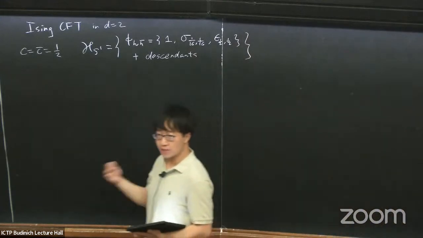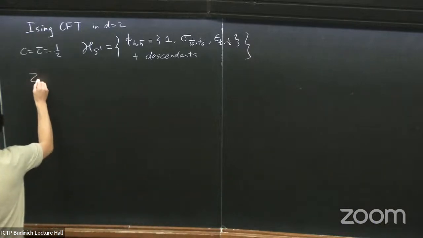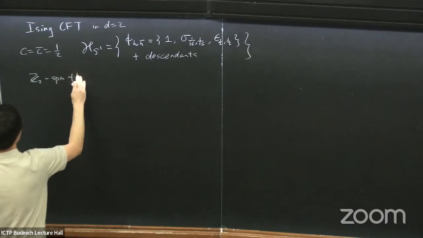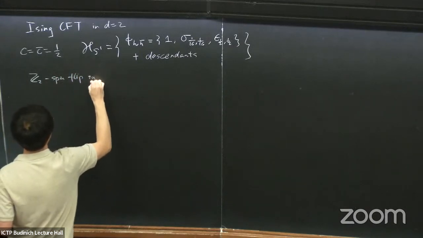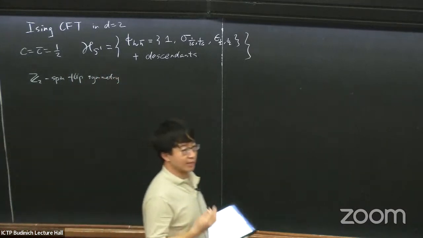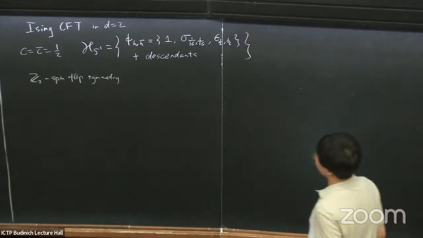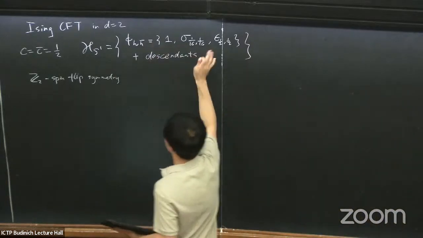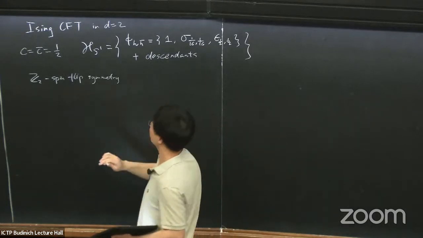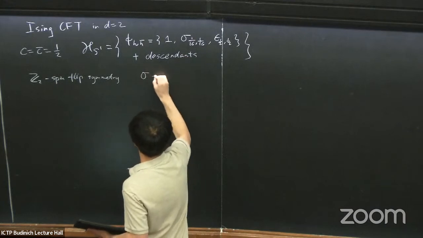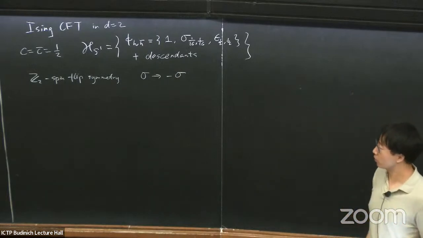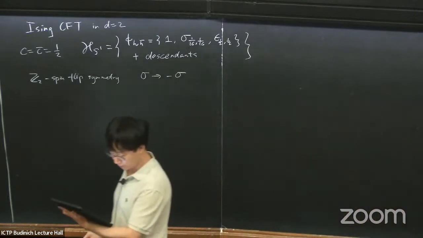This CFT has a famous, very simple symmetry. That is the Z2 spin flip symmetry. The symmetry acts on the CFT in a very simple way. All of the operators in this Hilbert space, the corresponding states, are even under the symmetry, except for the sigma operator and its Virasoro descendants. The sigma operator and their Virasoro descendants are odd under Z2 symmetry.